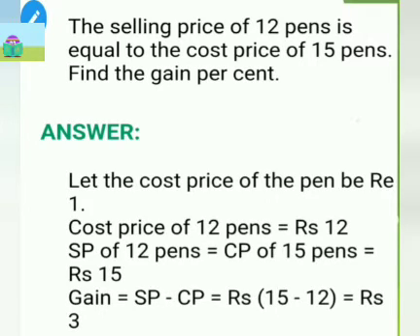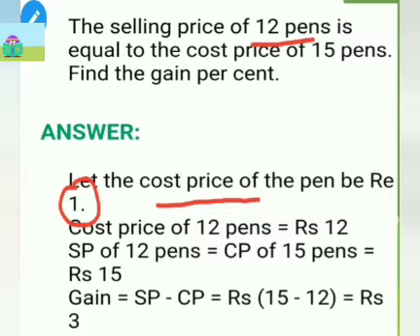Now the next question is, the selling price of 12 pens is equal to the cost price of 15 pens. So you have to find out the gain percent. So what is given in the question? That the selling price of 12 pens is equal to the CP of 15 pens. So first of all, what we will do? We will consider that the cost price of each pen is equal to rupees 1.